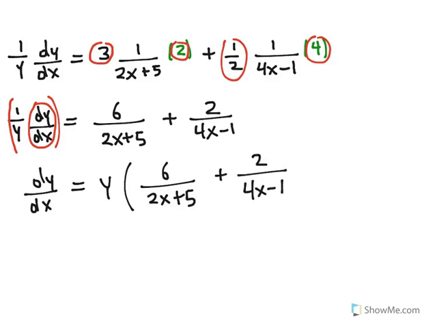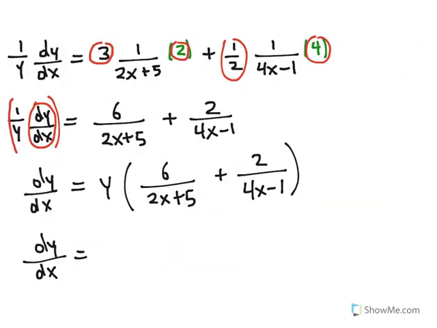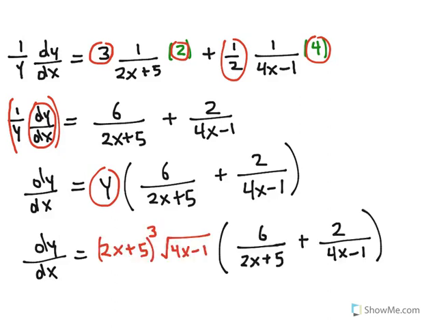Finally, I can conclude my problem by remembering what y is in this problem. What is y in this problem? y is equal to (2x + 5)^3 times the square root of 4x - 1. So now I will go ahead and replace y with what y is. And there's my final answer. You can leave it like that. That's good enough.